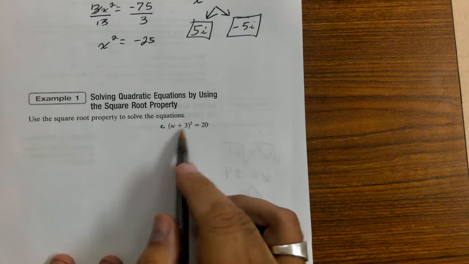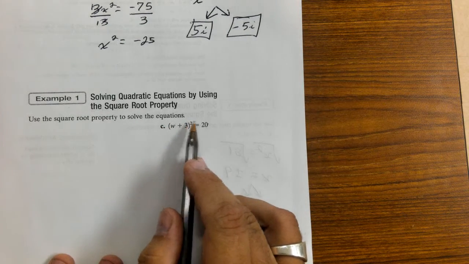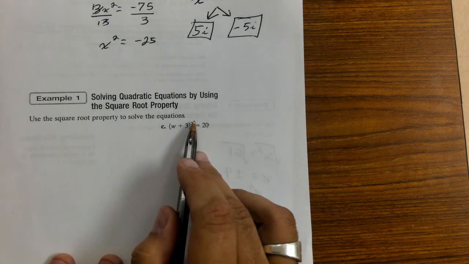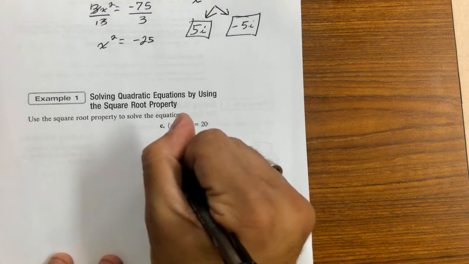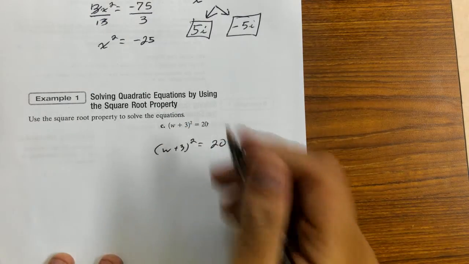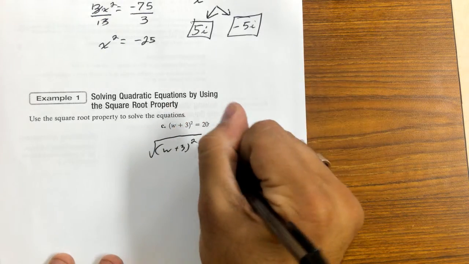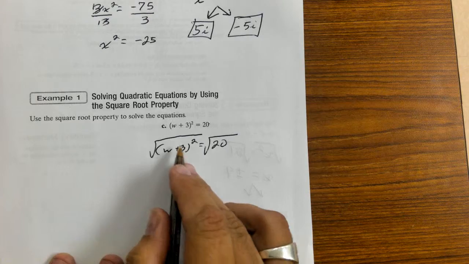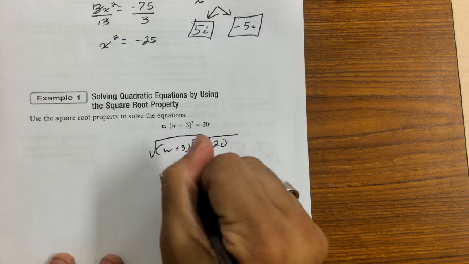What we have squared is w plus 3 equals 20, and since this w plus 3 is in parentheses being squared, we can actually write that again. (w plus 3) squared equals 20. The reason I write it again is to take the square root of both sides. The square root of this quantity in parentheses, (w plus 3) squared, is w plus 3.